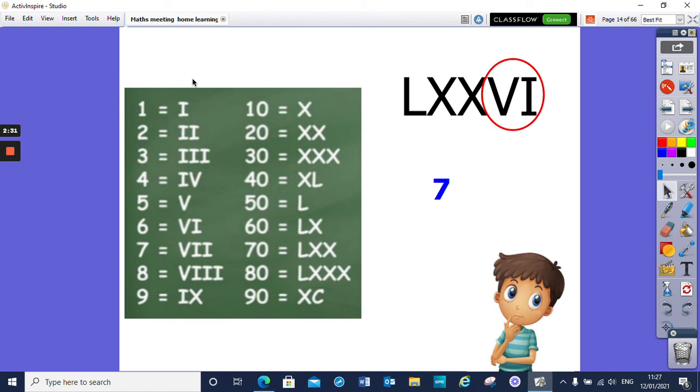VI. Can you see those over here? That's right. 5 plus 1. Again, because our 1 is on the right of the 5, we have to add it on. It means our ones number is 6. LXXVI is 76. Did you get that? Excellent, well done. Let's move on now.